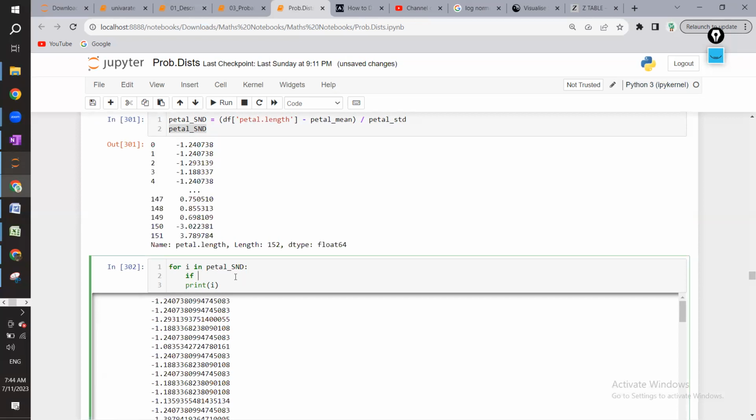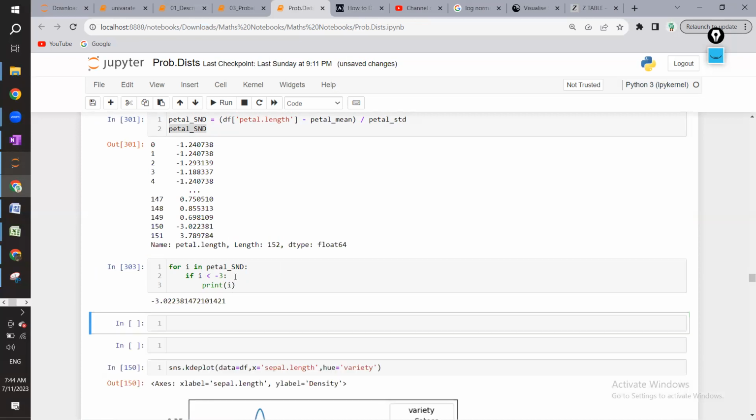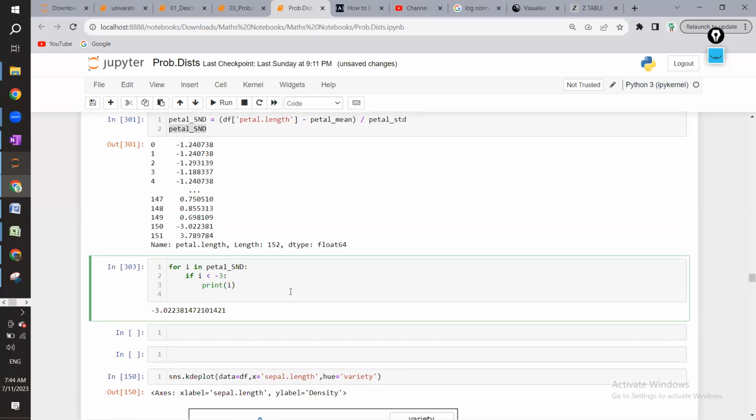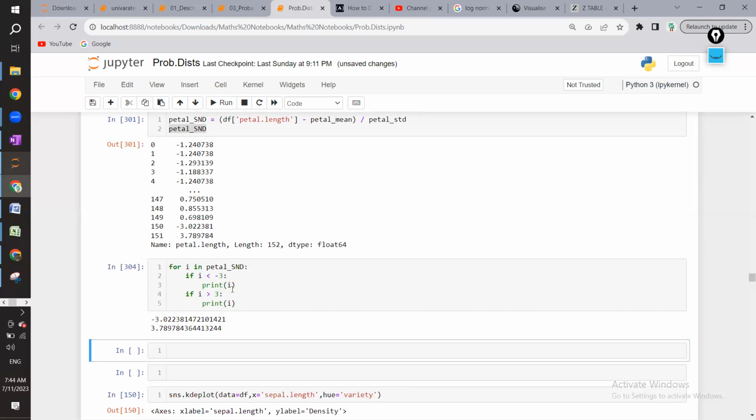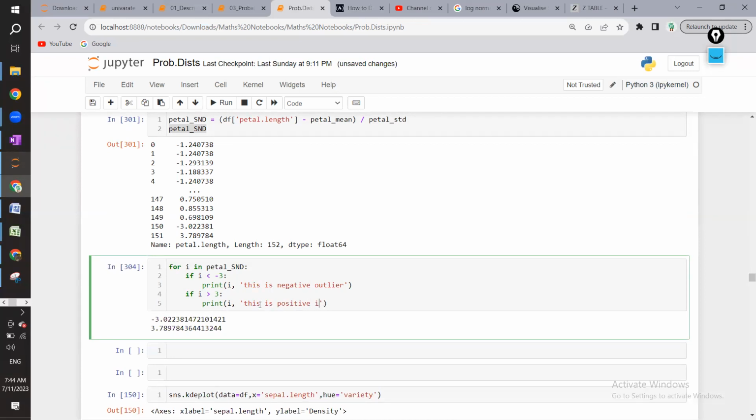If I is less than -3, print I. See, you got some value, -3.02. And if I is greater than 3, print I. You got two values. So this is a little outlier, and this is a positive outlier.